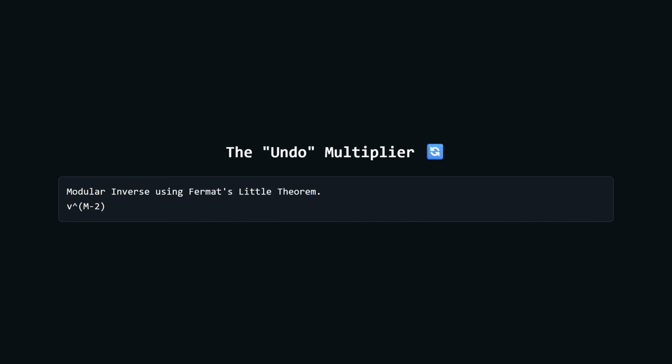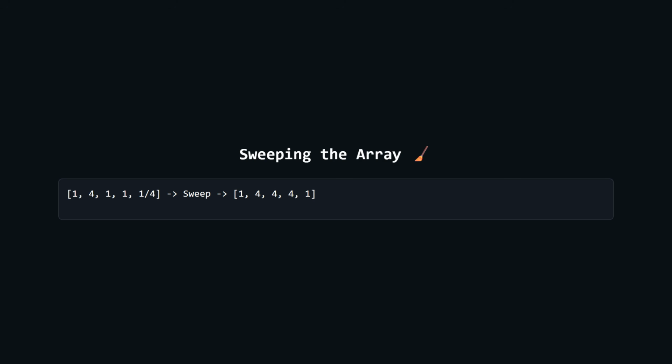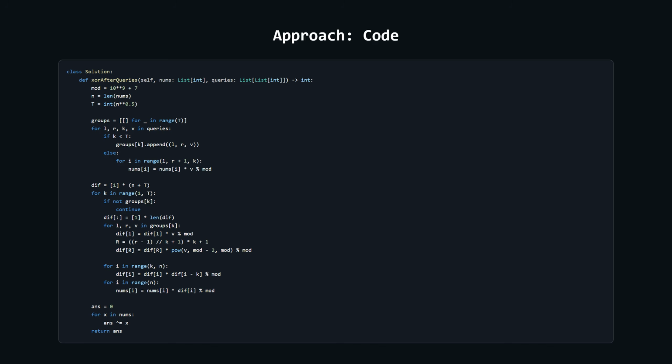Because we are dealing with massive numbers and modular math, the reverse of multiplying isn't just division, it's a special calculation called the modular inverse. Once we mark the starts and the stop cancels, we just sweep across the list one time, dragging the multiplier forward until it hits a cancel marker. Here is the full Python solution implementing both the brute force for big steps and the difference array for small steps. Let's break it down into pieces.